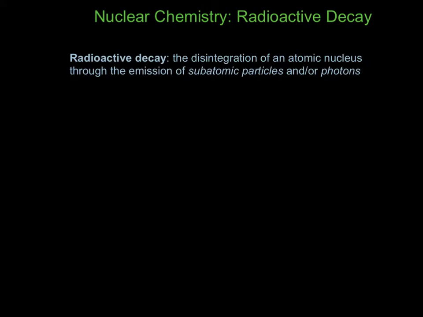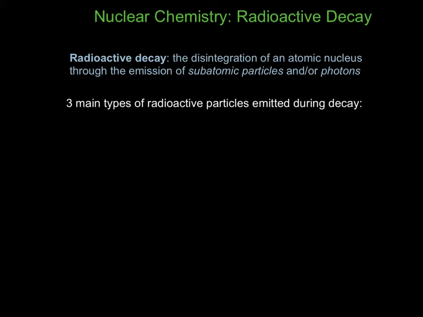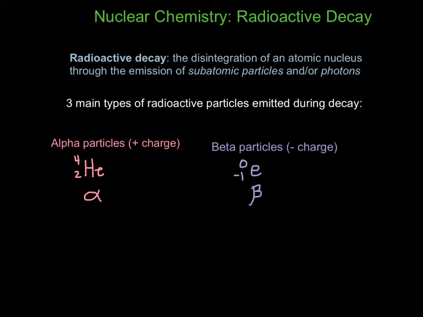Recall from our last video that radioactive decay is simply the disintegration of an atomic nucleus through the emission of subatomic particles and/or photons, photons being those packets of light energy. As far as these subatomic particles, there are three main types that are going to be emitted during decay, and they are alpha particles, beta particles, and gamma rays.